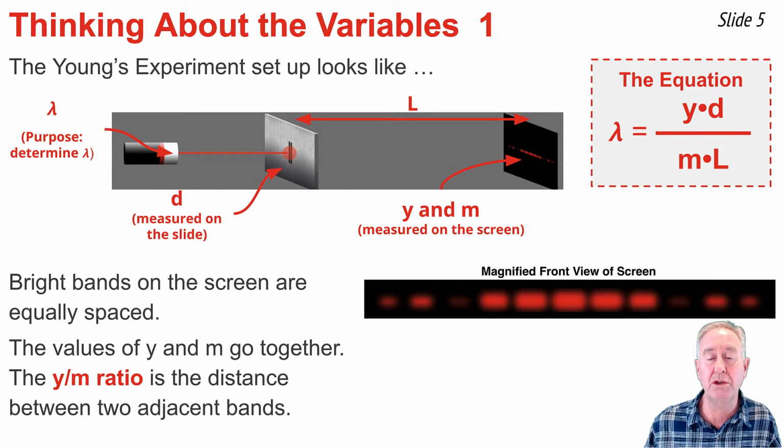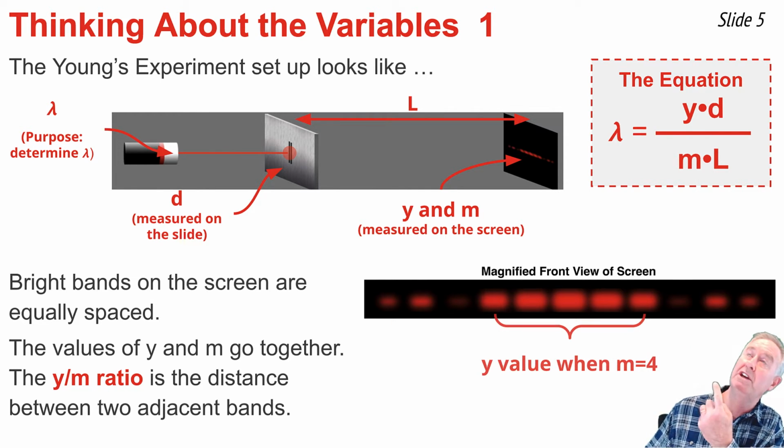What I recommend you do is measure the distance between two bands that are pretty far apart. For example, consider this situation here. I'm measuring the distance between the second maximum on the left side of central to the second maximum on the right side of central. Now, that's measuring 4 spacings between bands. M is equal to 4, and Y is whatever I measure.